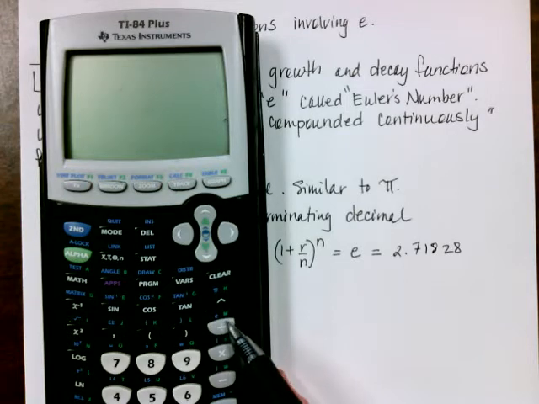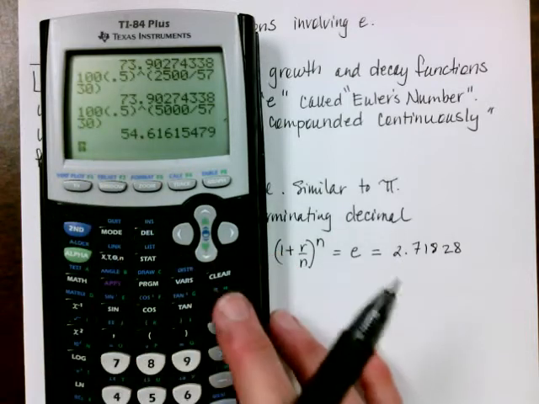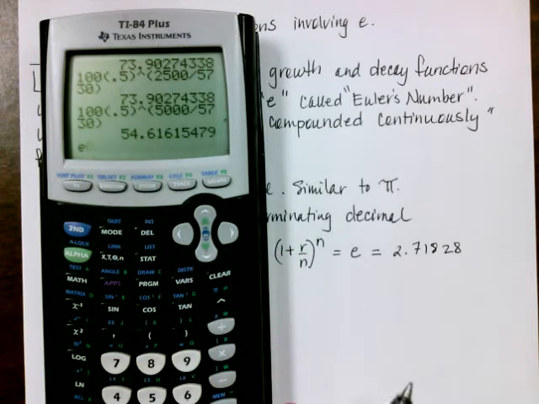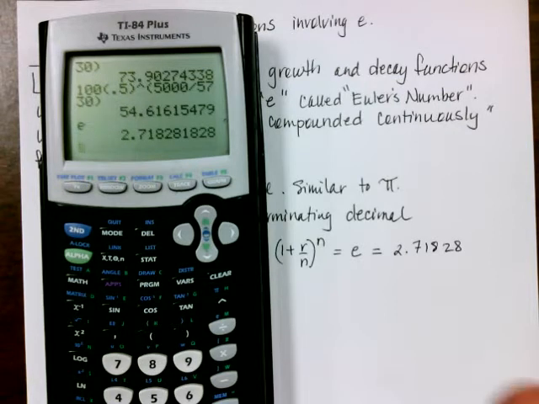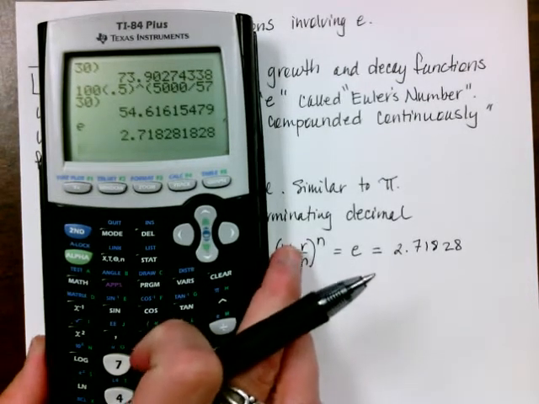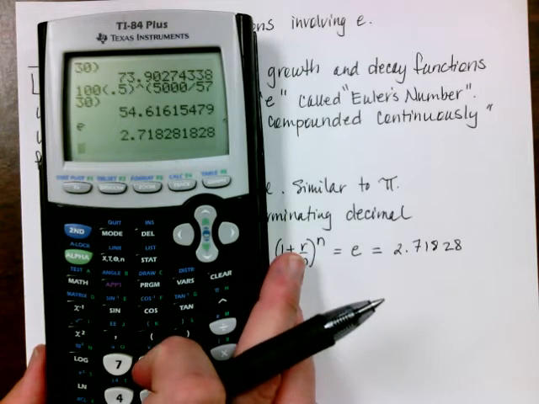Just like the pi button on your calculator, e is also on your calculator. On my calculator, it's right up above the divided by sign. If I do second e, see my little e, and I hit enter, then it tells you the value of e. So e is just like pi. I'm going to use it as a number, but instead of writing the non-repeating, non-terminating decimal, I'm just going to write e in my equations.